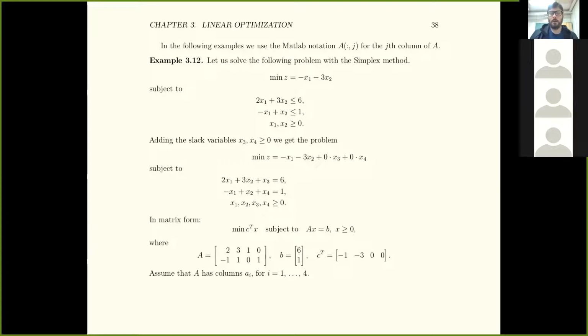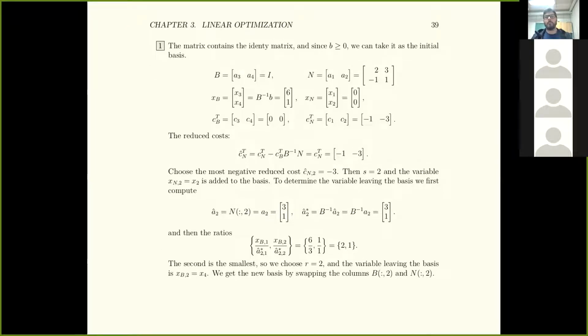We notice that the last two columns form an identity matrix, and because all the components of b are positive, we can choose the third and the fourth variable as our basic variables. So we choose as our B matrix the one that has the last two columns, 1 and 0, and then 0 and 1. So this is our B. It is the identity matrix. The N is formed from the first two columns. So that's the original matrix before adding the slack variables. It is actually often the case that when we add slack variables, we end up with this as our starting point.